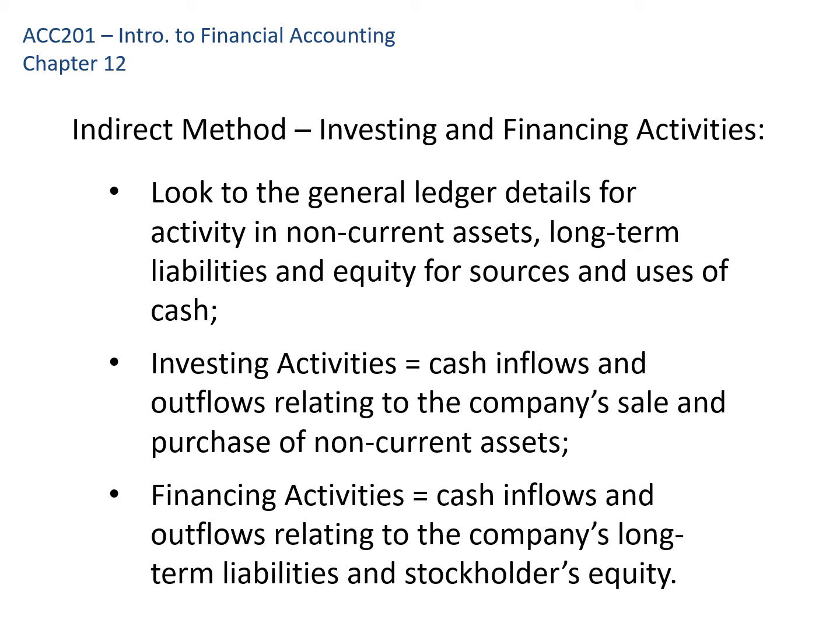The reason I need to look at the general ledger detail is if I just look at the beginning and ending balance sheets, I could have, as an example, bought a $100,000 building and sold a $60,000 building, so it looks like a $40,000 increase, but really there was a use and a source of cash there that would both be reported. So I wouldn't know that just by looking at the ending balances. I would need some more detail for that. So that's for the investing section.